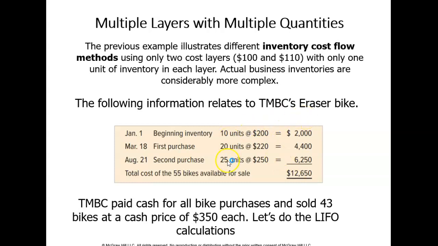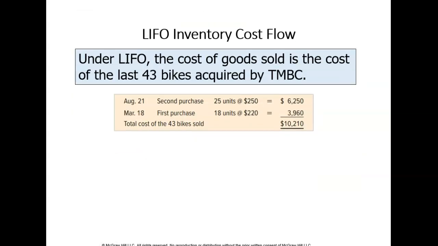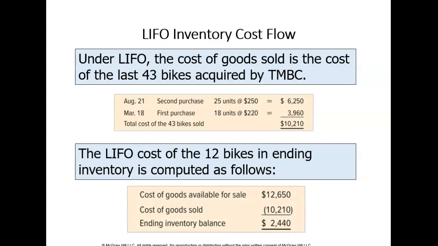So here's our graphic showing our actual purchases. And we sold a total of 43 bikes. So on the LIFO, we sold these 25 first from August 21st. And then we sold 18 of these 20 that we purchased on March 18th. Because LIFO says or assumes whatever we purchased last was actually sold first. Therefore, under LIFO, your cost of goods sold is $10,210.